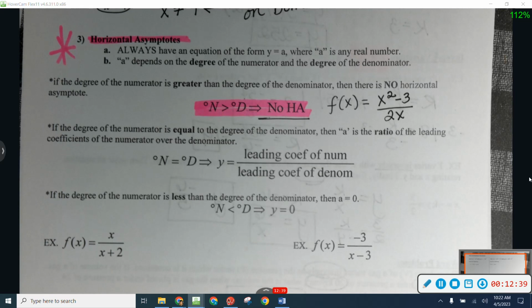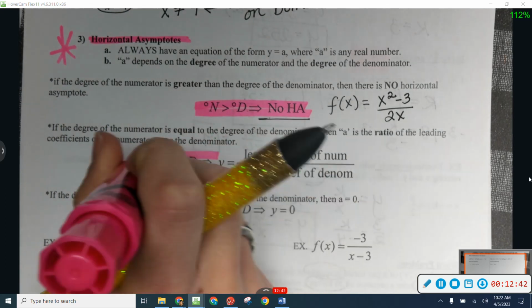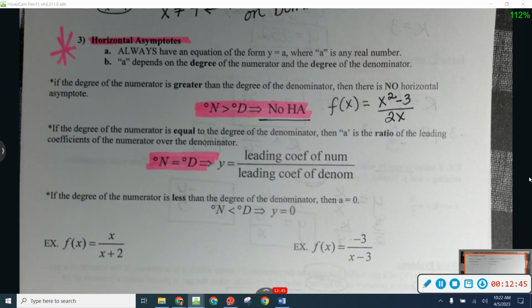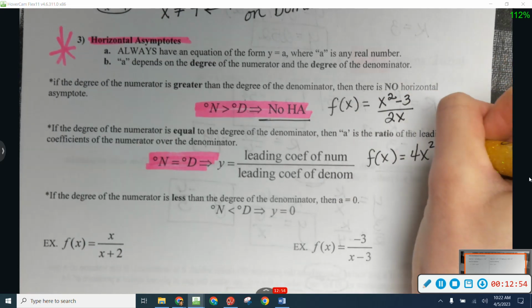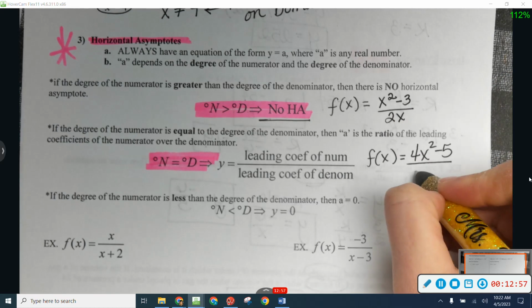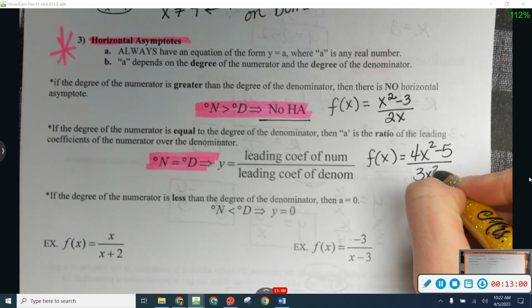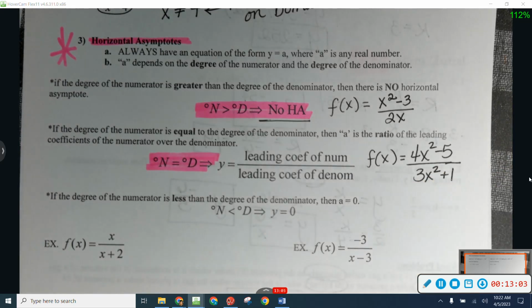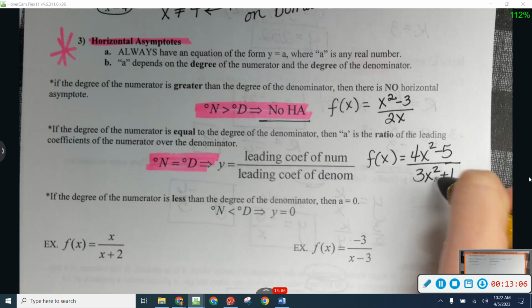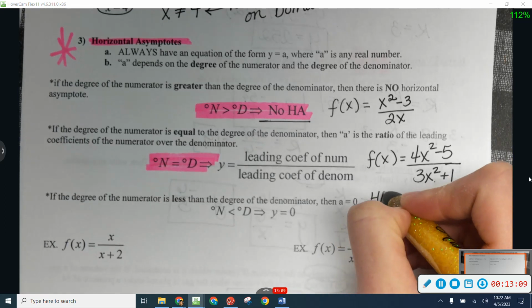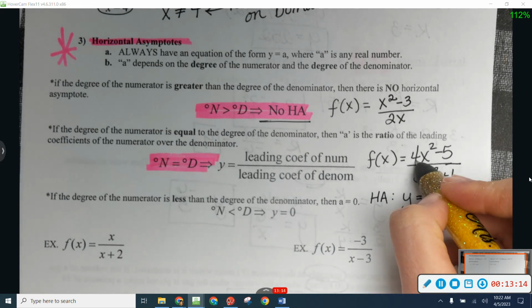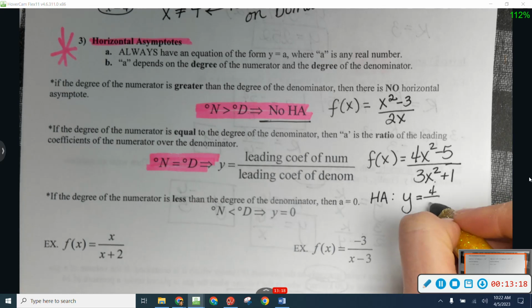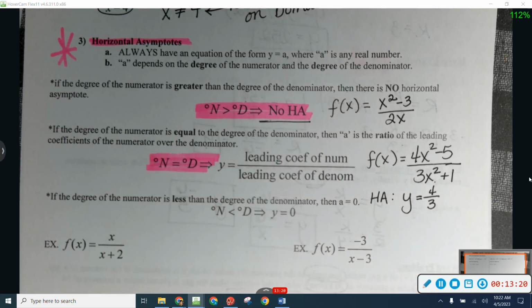Now, if the degree of the numerator is equal to the degree of the denominator, then you're going to set up a ratio of your leading coefficient of the numerator and denominator. Okay, so if I had f of x equals 4x squared minus 5 over 3x squared plus 1, well, my degree for both would be 2. So for my horizontal asymptote, I would have y equals my leading coefficient for my numerator, 4, over the leading coefficient of my denominator, 3. So it would be y equals 4/3.